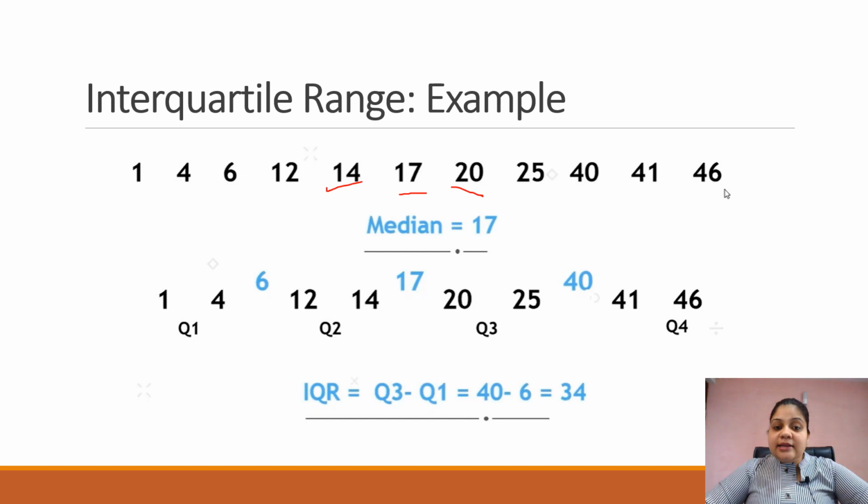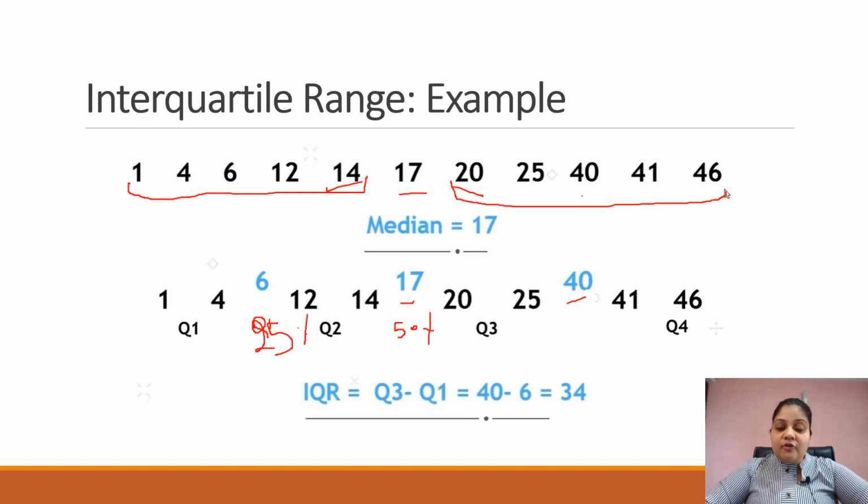Now, apart from 17, I will check the first 5 values. The median for these first 5 values will be 6. So 6 becomes my Q1, basically the 25th percentile quartile of my data, right? And 17 was the 50th percentile of my data. Next, on the right side I have numbers from 20 to 46. In this, what will be my median? The median will be 40. So 40 contributes to the 75th percentile quartile of my data.